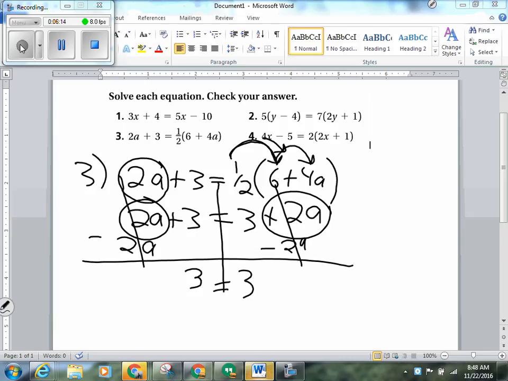That's going to happen in certain situations. Your answer here is many solutions. When one side equals the other side, does 3 equal 3? Yes. Many solutions. That's your answer.